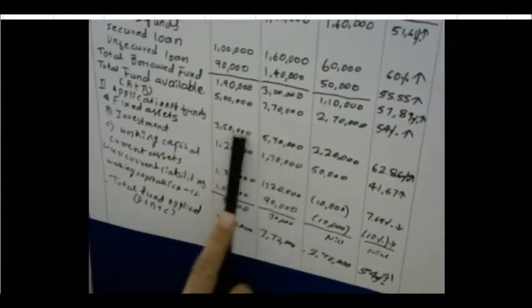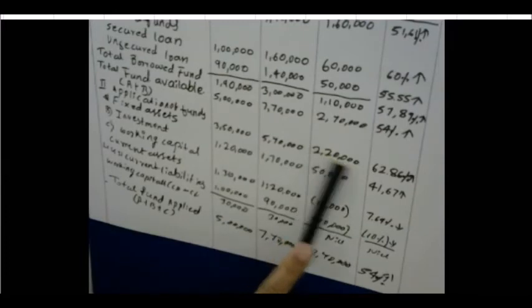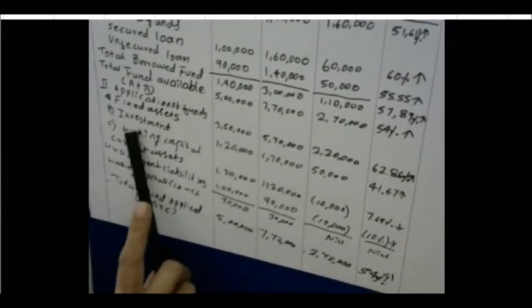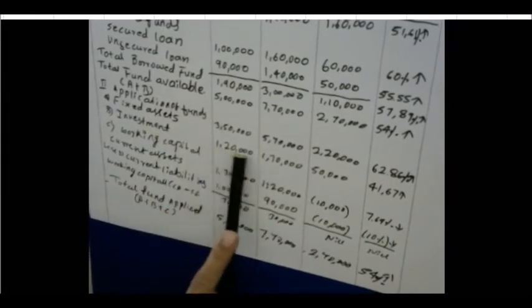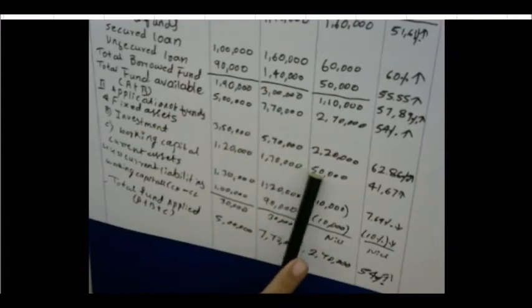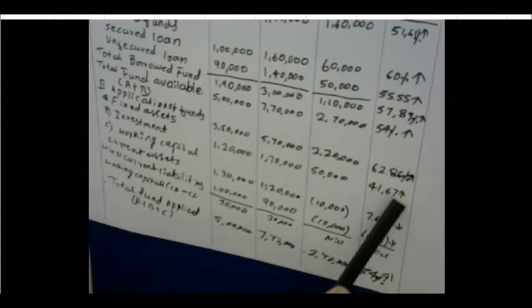The difference between the two amounts is 2,20,000 and 62% is increasing. Next, after this fixed assets, investment is 1,20,000 and 1,70,000, and the difference is 50,000 rupees. Next is 41,000 rupees as a percentage.